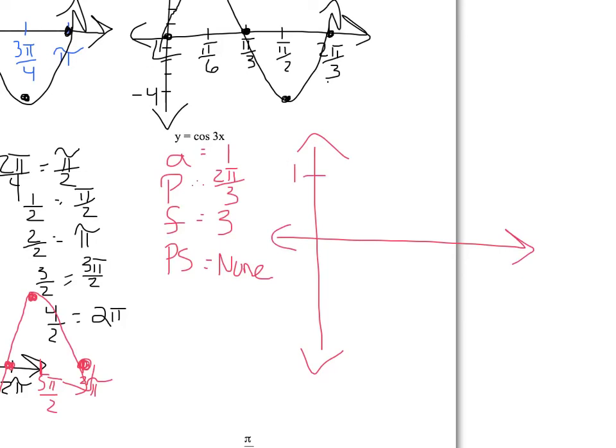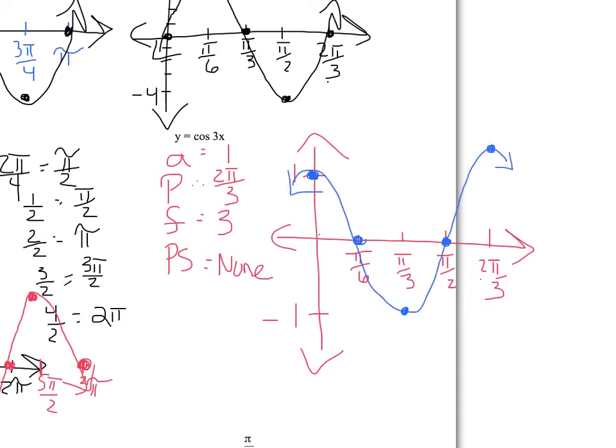Well, we've obviously dealt with our amplitude of 1, so 1 and negative 1. We've already also dealt with that period of 2 pi over 3. It's the same labels as the one above. So it's pi over 6, pi over 3, pi over 2, and 2 pi over 3. Now a cosine graph, instead of starting at 0, 0, starts up at the amplitude. So it starts at 1 and then goes down. And then once it gets down to its lowest point, it works its way up. So this one is more of a U shape to start. That's your cosine graph.